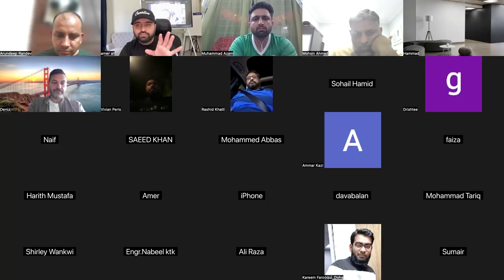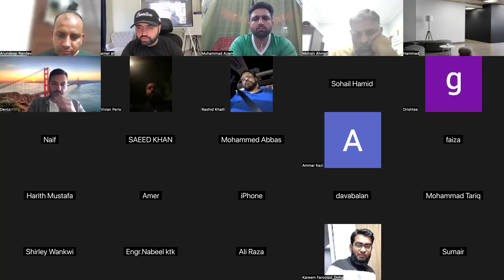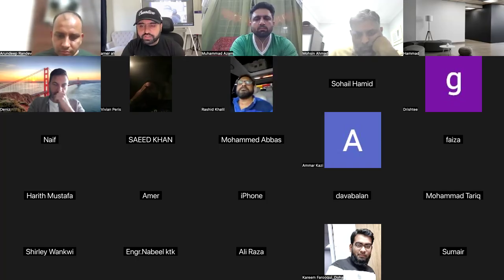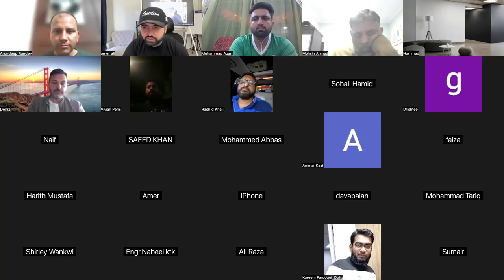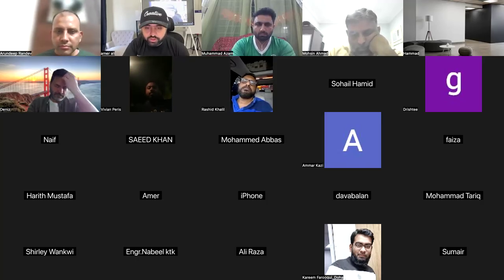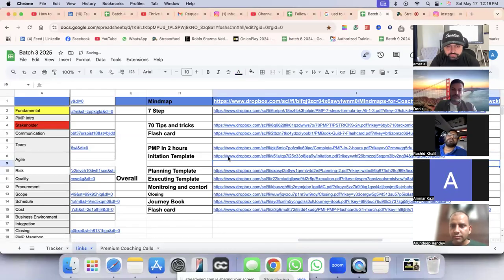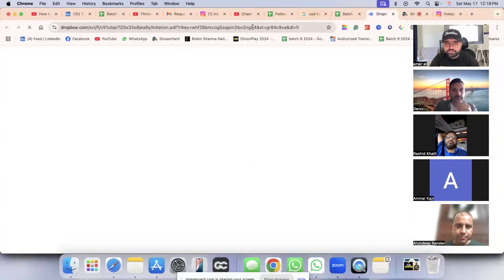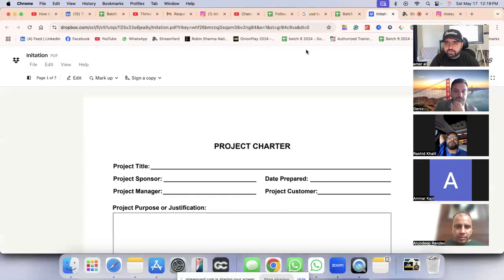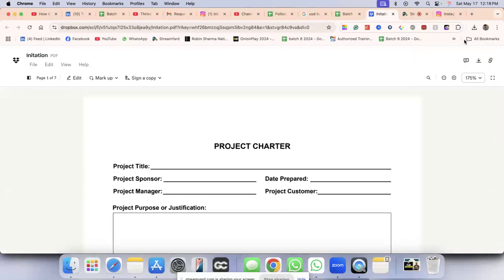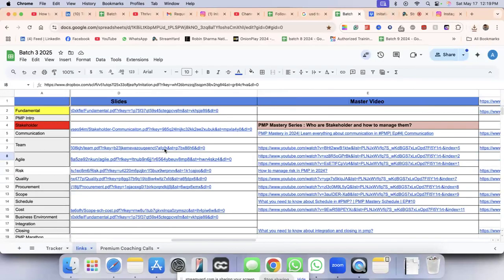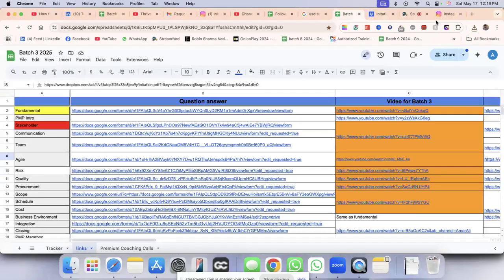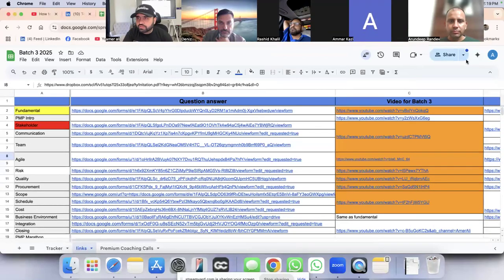By the way, you already have those documents. Just to let you know, all of you already have those documents with you in the Google Sheet. The templates that I'm going to show you now are in your Google Sheet. Initiation, planning, execution, monitoring and control, and closing. All these templates, one more time, whichever your batch is, let's say I just opened batch 3 here.